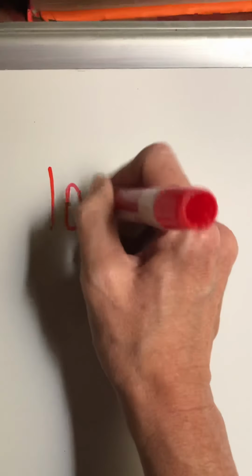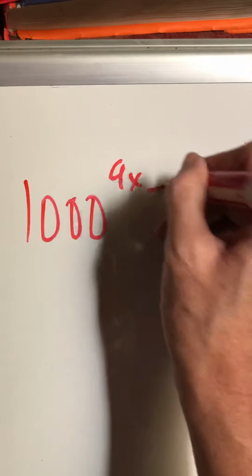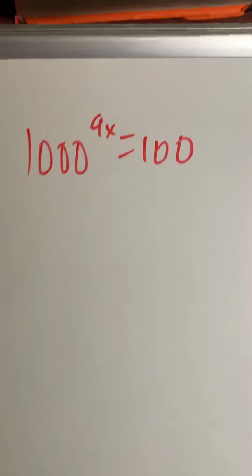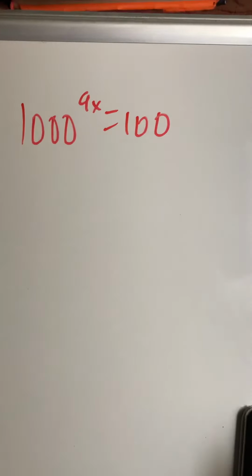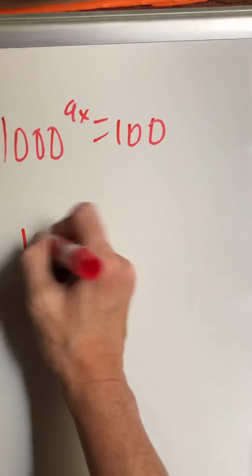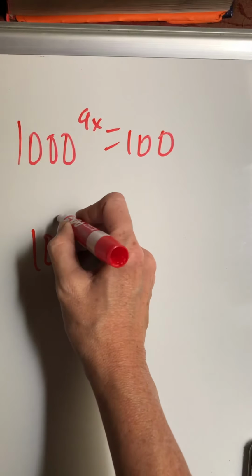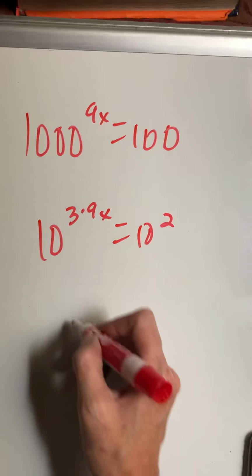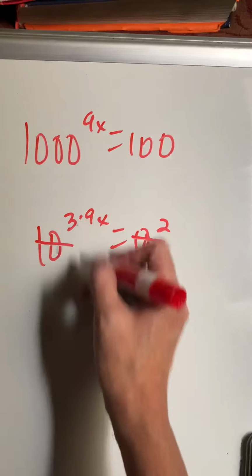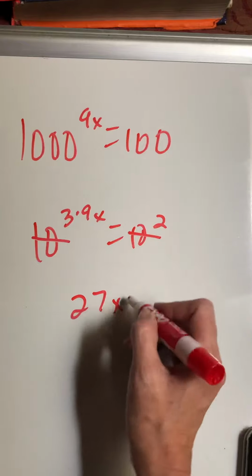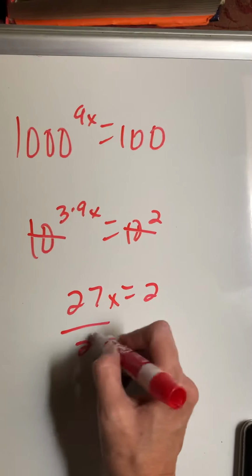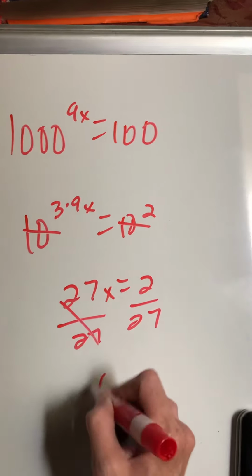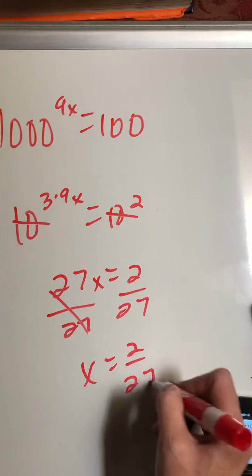Okay, then we're going to go over again ones that I showed you on that worksheet, where you've got 1,000 to the 9x equals 100. So we can change these to base 10s. So 10 cubed to the 9x equals 10 squared. So if my bases are the same, my exponents are as well. So 27x equals 2. Divide by 27. So x is 2 over 27.